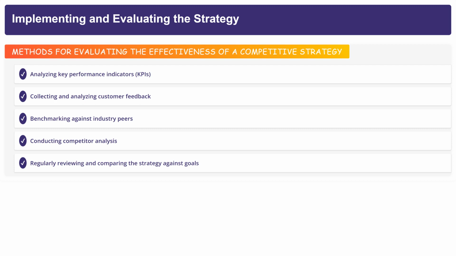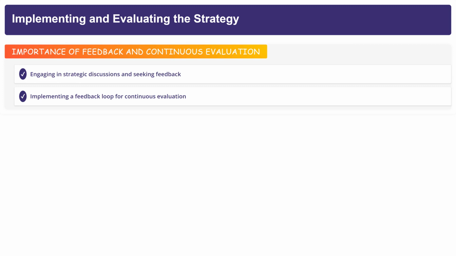Regularly reviewing and comparing the strategy against the organization's goals and objectives is necessary. Engaging in strategic discussions and seeking feedback from internal and external stakeholders can provide diverse perspectives. Implementing a feedback loop to continuously monitor and evaluate the strategy's effectiveness is recommended.